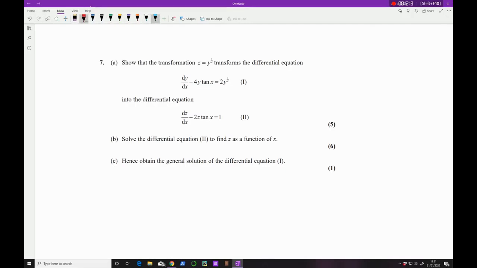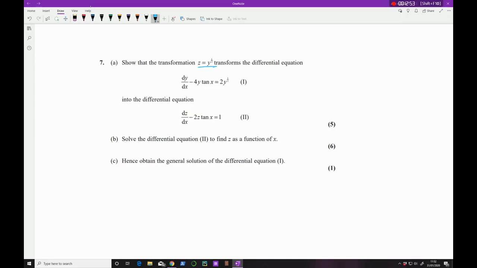So let's read out the question. Show that the transformation z equals y to the power of half transforms the differential equation dy by dx minus 4y tan x equals 2y to the power of half into the differential equation dz over dx minus 2z tan x equals 1. This kind of question is a taste of things to come, because you might find that it's easier to make a substitution like this in order to solve a particularly difficult looking equation.